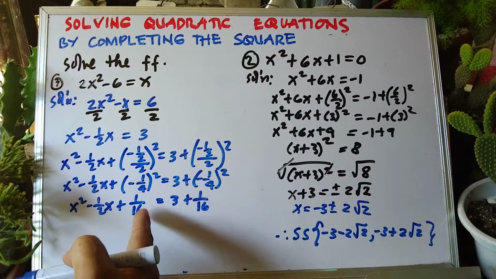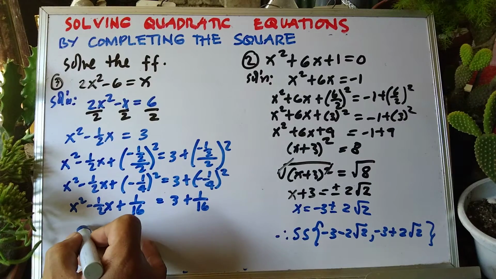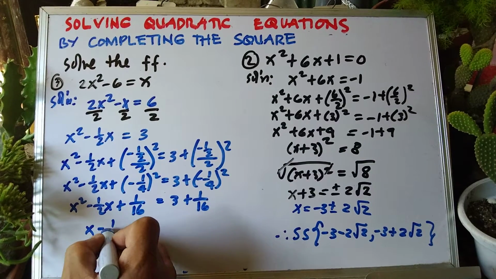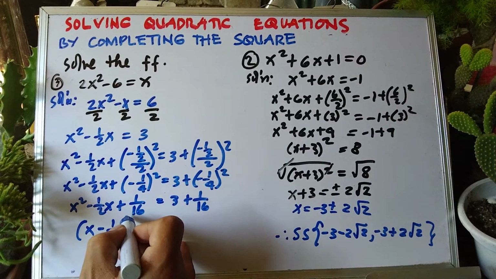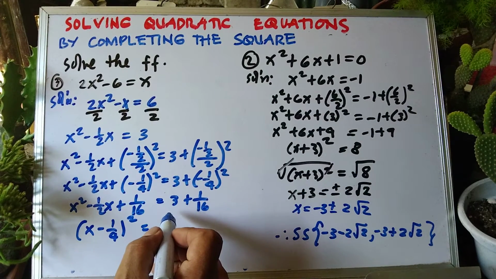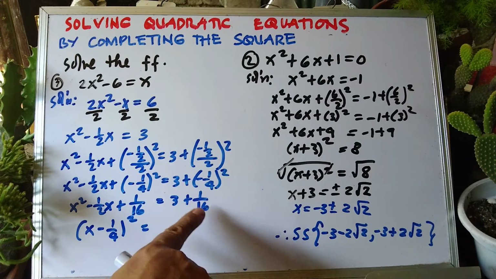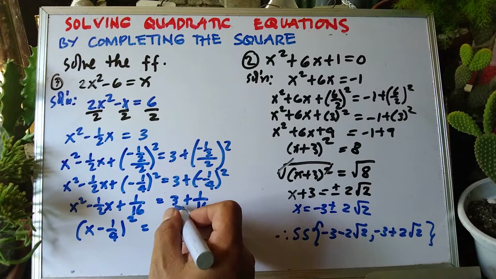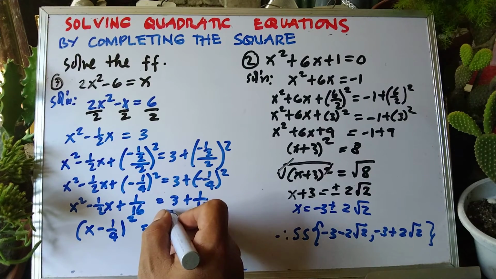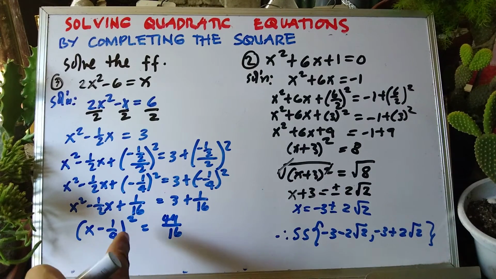So, you just simply look at the value above. We see negative 1/4. So, we will write x minus 1/4 squared is equal to, what is 3 plus 1 over 16? 3 times 16, 48, plus 1, that is 49 over 16. Okay? This is raised to the second power.